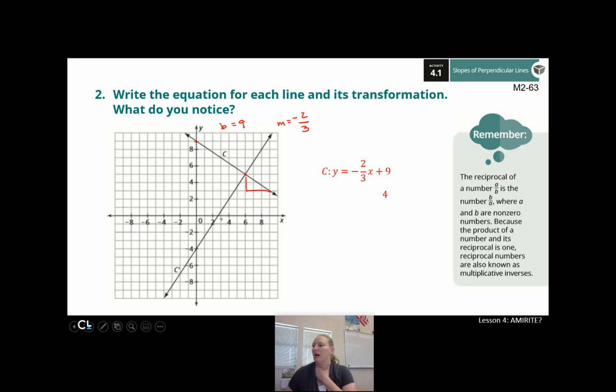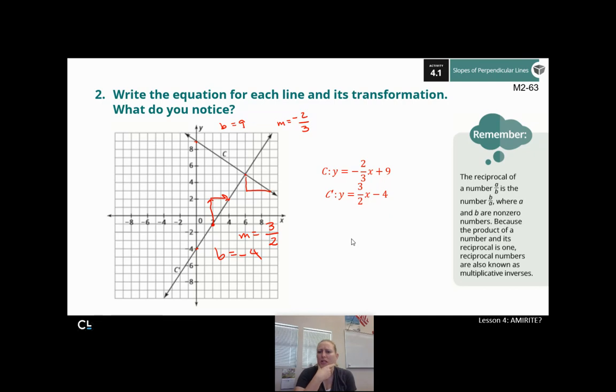Let's look at line C prime though, and we'll do the same thing. I'm gonna pick 2 points. Here's a point, that looks good. Here's another point, that looks good. And I had to go up 3 over 2. So in this case, my slope is up 3 over 2. Looks like my y-intercept here is at -4. So for line C prime, my equation is y equals 3/2 x minus 4.